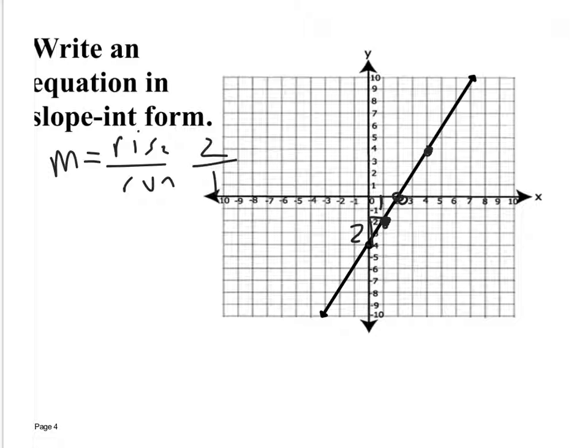What do I got to reduce it to? Is there another way I could write 2 over 1? 2. Okay. 2 is the same thing as 2 over 1. Now I need to find my b. What would be my b? Negative 4. So what would be my equation?